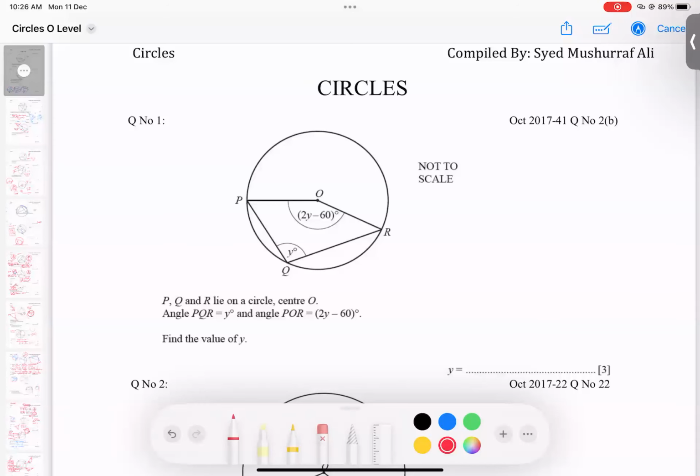Bismillah ar-Rahman ar-Rahim. This is a question from the October 17, 41 variant, question number 2, part B only. The question gives us a circle with an angle y and another angle 2y minus 60. How do we find y? We have two techniques to solve it.